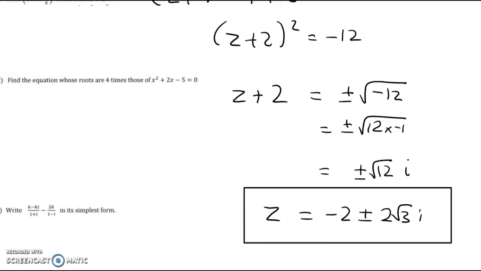Okay, so that's that first question done. And you could do that, as I said, with the formula would be fine too.